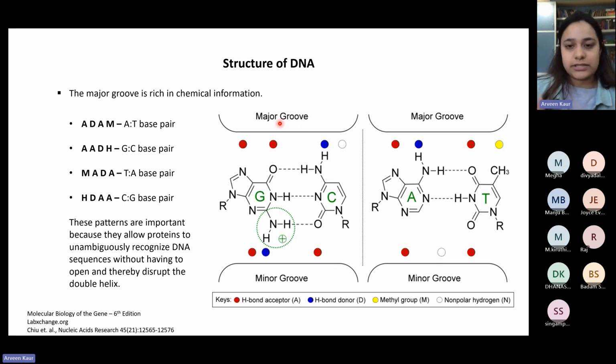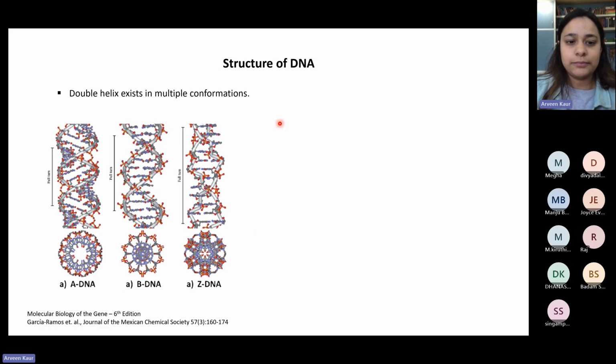This was one of the major things I wanted to get across. And since that is over, maybe we can move on. Next, we continue to talk about the structure of DNA. The point that we will now speak upon is that the double helix exists in multiple conformations. So these are conformations that we have been speaking about for a while now.